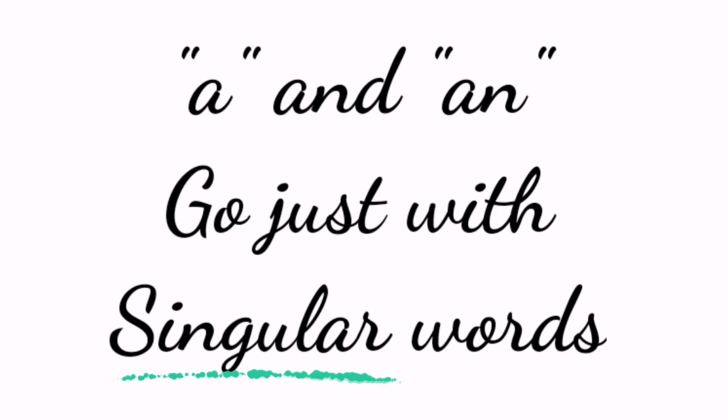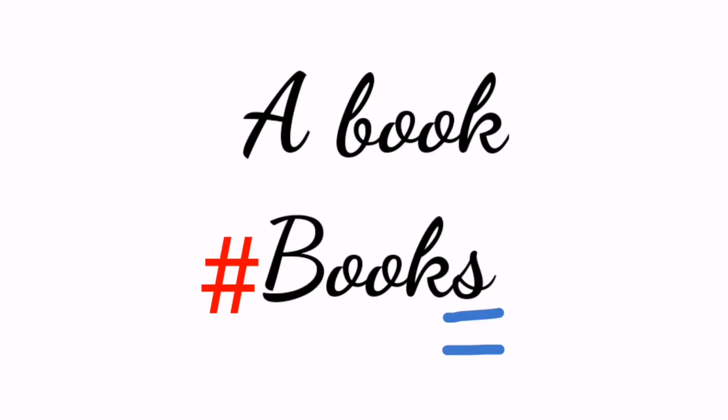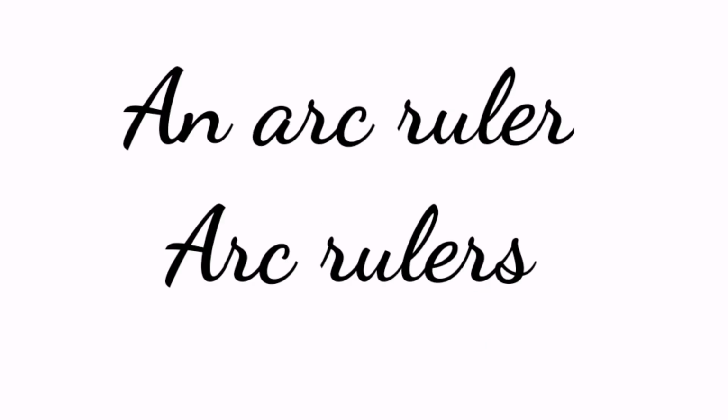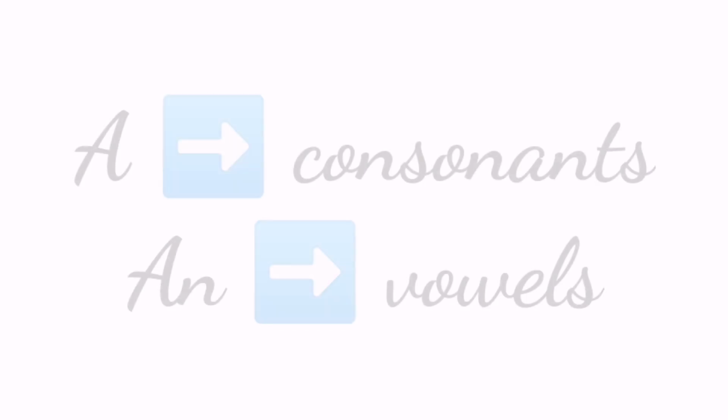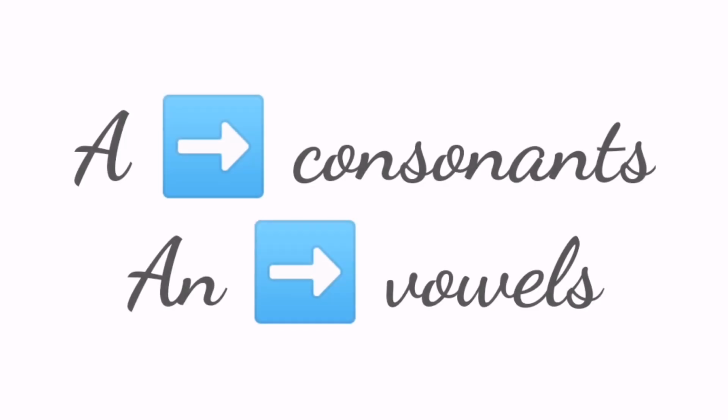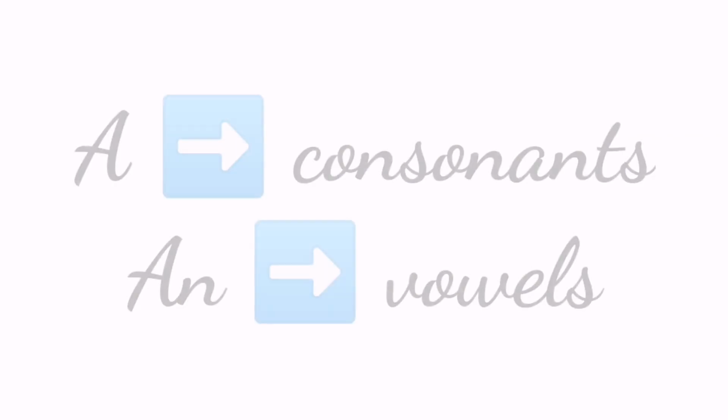Don't forget that the articles a and an go just with singular words. For example, a book, books, an arc ruler, arc rulers. Well, to sum up, we use the article a with words starting with consonants and an with words starting with vowels. Both of them are used with singular.